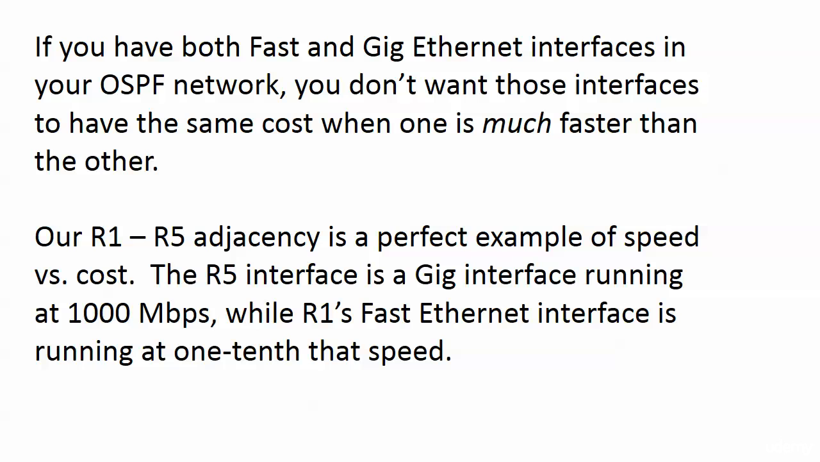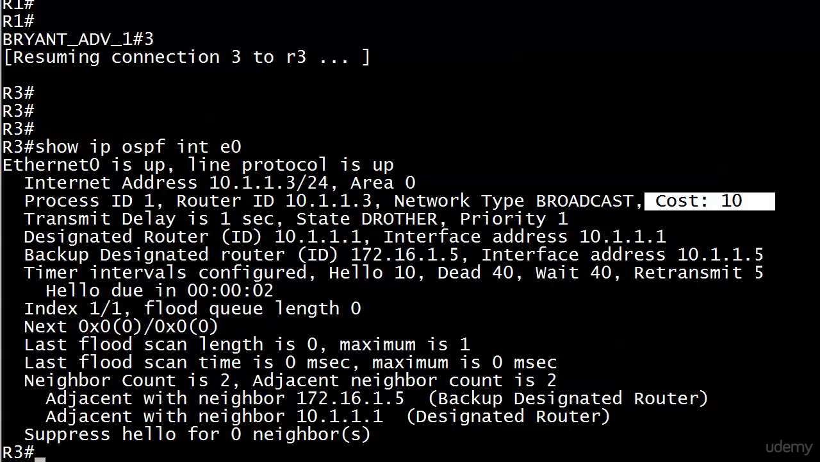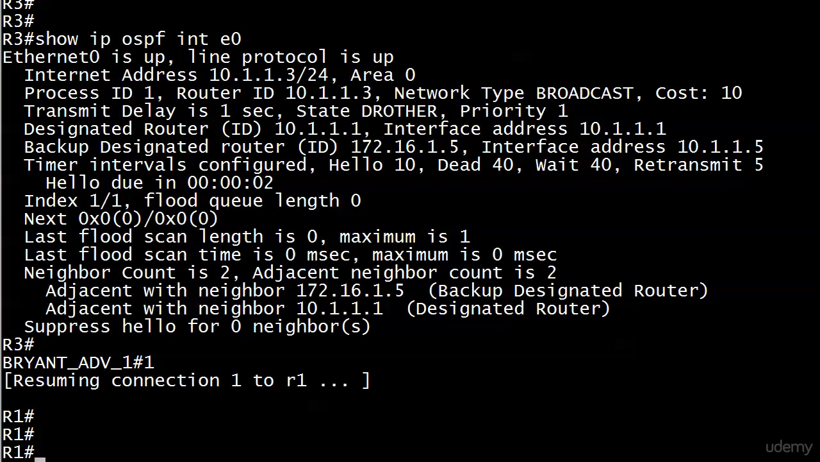Now, our R1, R5 adjacency, it's a perfect example of speed versus cost. And as we saw a moment ago, and as I'll be glad to verify here in a moment, our R5 interface is a gig interface running at 1000 meg. R1's fast Ethernet interface is literally running at 1/10 that speed. But when we go live here in a moment, we're going to see that the cost is exactly the same. So let's go to 1 first.